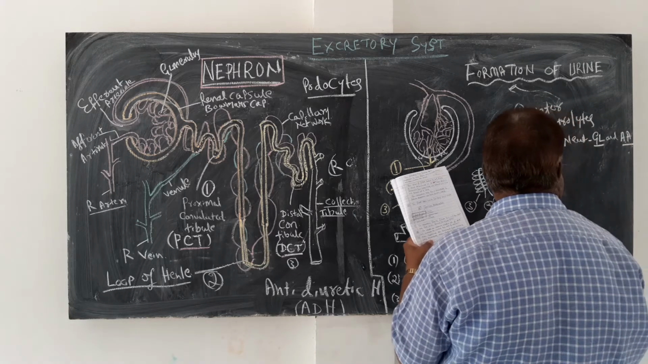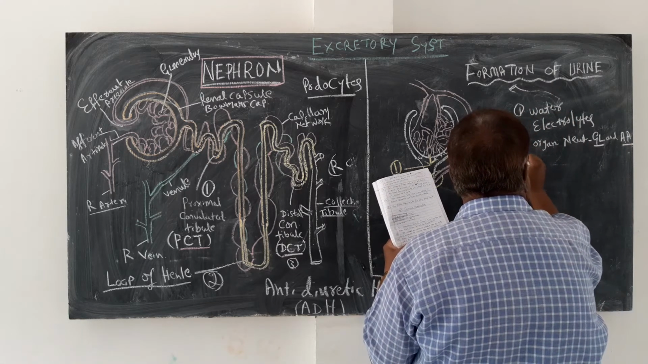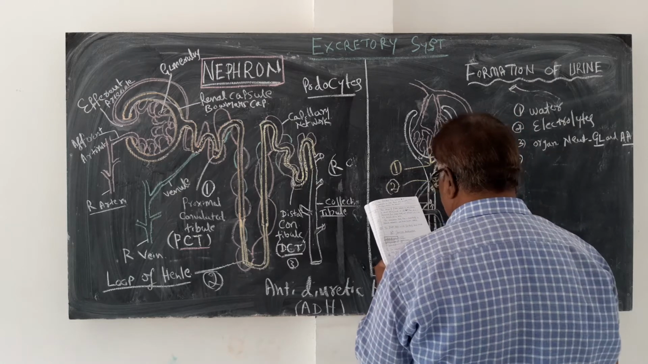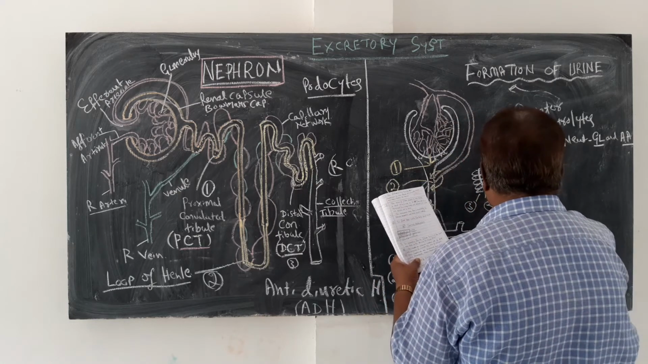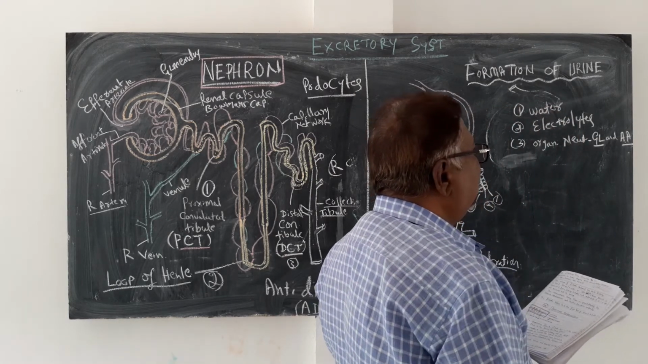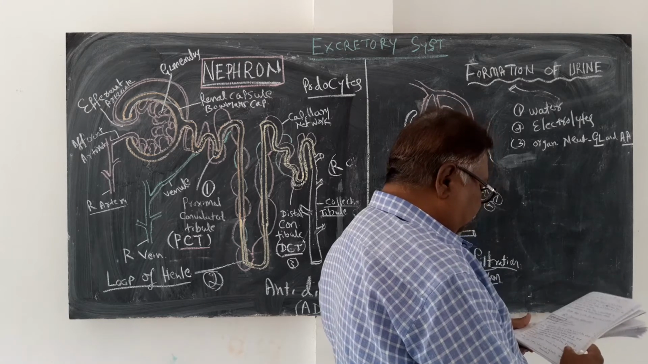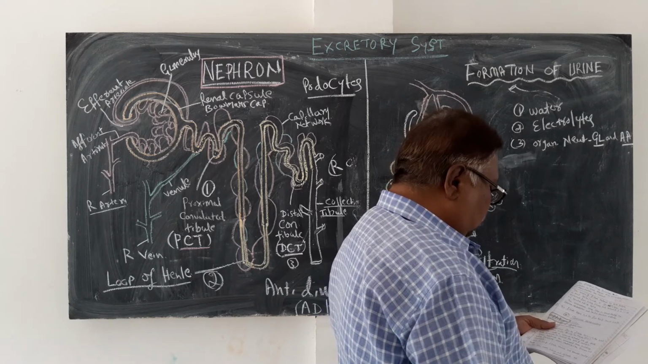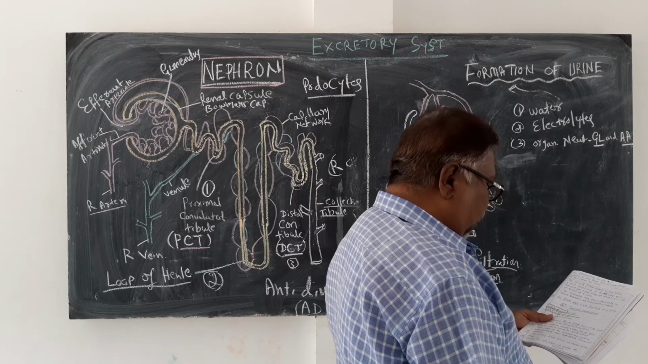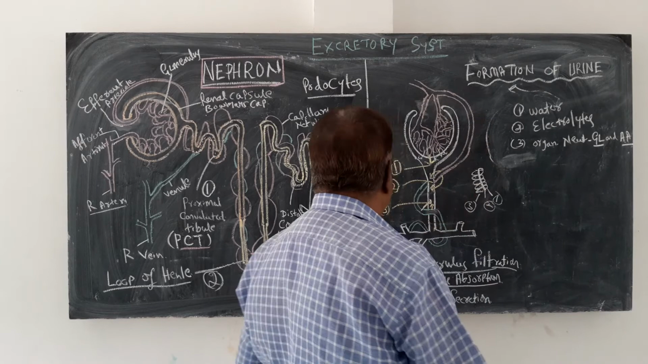Glucose and amino acids, which are nothing but organic nutrients. Number 4: water, electrolytes, and organic nutrients like glucose and amino acids are reabsorbed here in the PCT. Only 60 to 70% of the filtrate remains and reaches the loop of Henle.